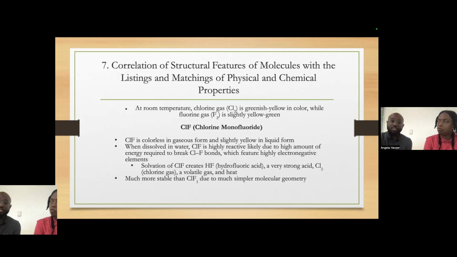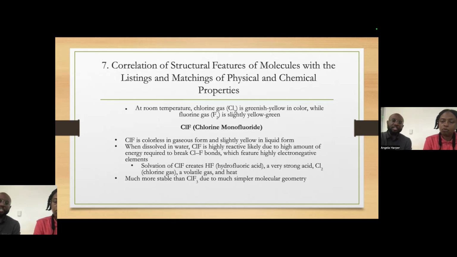Another similarity between the two is that when dissolved in water, chlorine monofluoride is highly reactive due to the high amount of energy required to break the ClF bonds because of the electronegative elements in those bonds. Breaking those down creates hydrofluoric acid in water, which is a very strong acid, and chlorine gas, which is a volatile gas, and heat, making it an exothermic process.